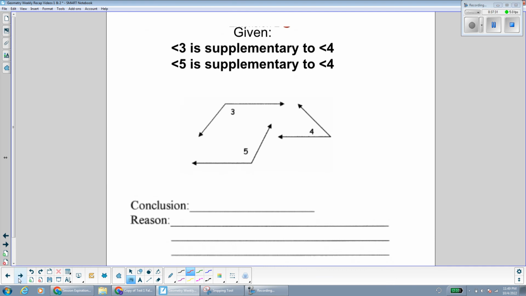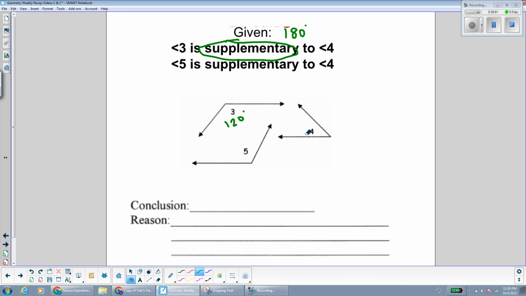Let's take a look over here. We have angle 3 supplementary to angle 4. So supplementary angles together add to 180 degrees. And we have angle 5 supplementary to angle 4. Together they add to 180 degrees. Let's think about the conclusion that we can reach. So let's make up numbers again to see what's going on. So let's say that 3 is 120. I'm just making that up.